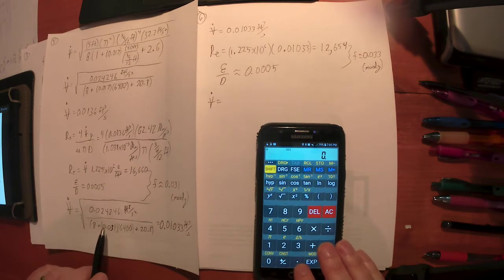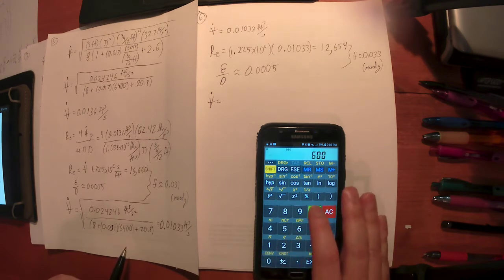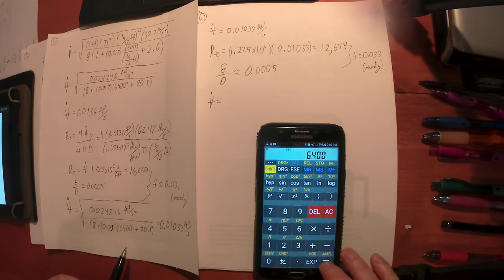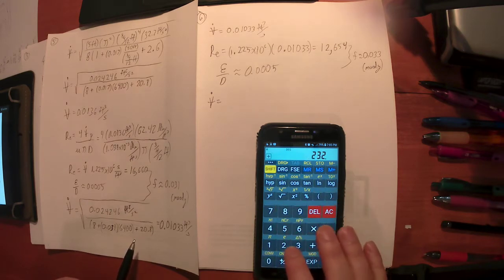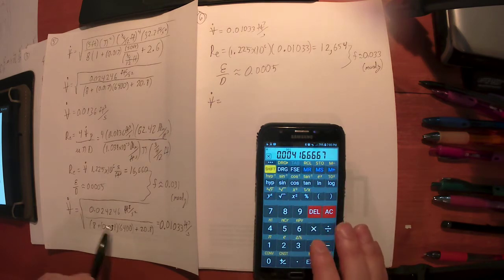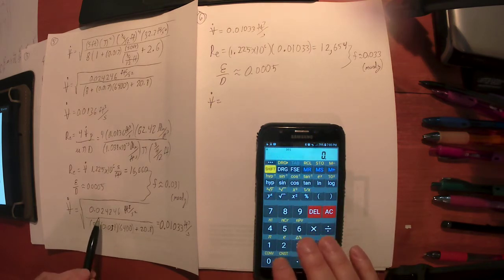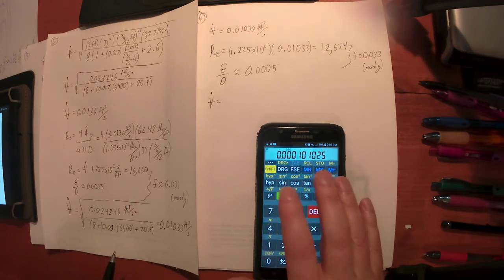So I'm going to take 0.033, multiply by the 6400, add to this the 20.8, and add to it also another 8. I'm going to invert that, multiply that to the 0.024246, and I'm going to square root that.